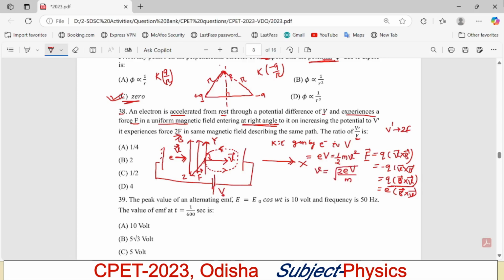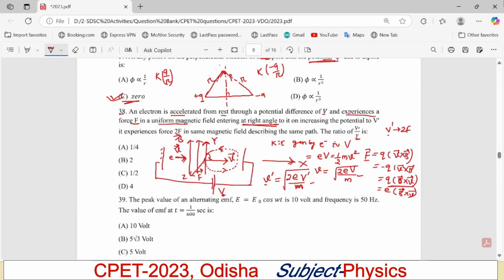Now when the potential difference changes to V dash, what will be the velocity of the electron? If I write V dash for the potential difference, then it will be root over 2eV dash by m. So when the potential difference is V, the velocity of the electron is root over 2eV by m, and when the potential difference is V dash, the corresponding velocity is root over 2eV dash by m.